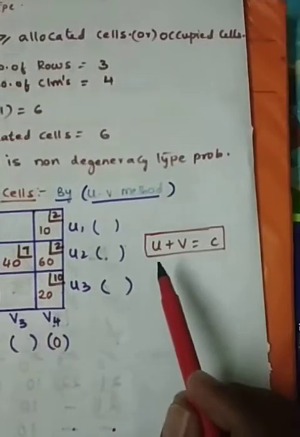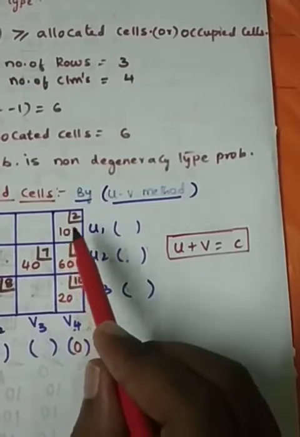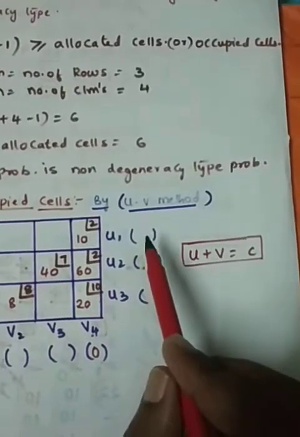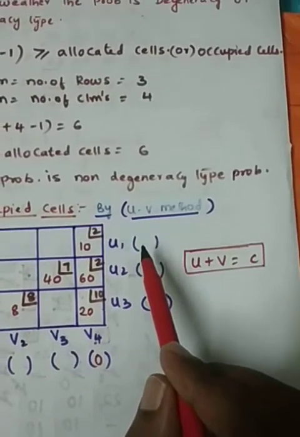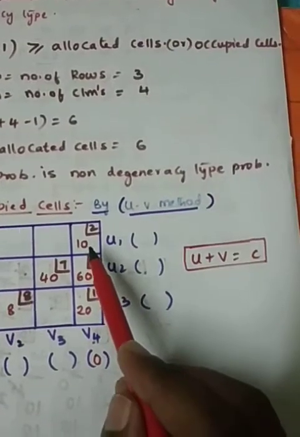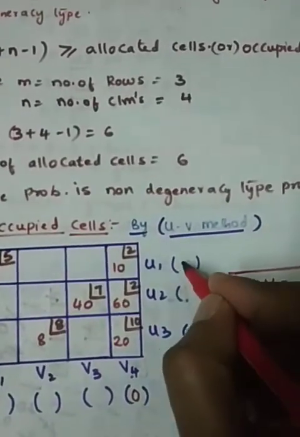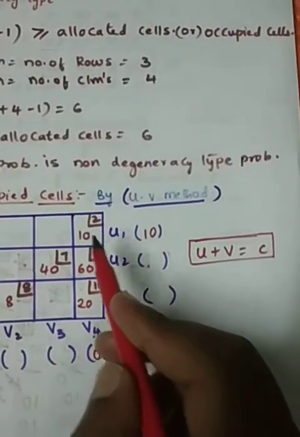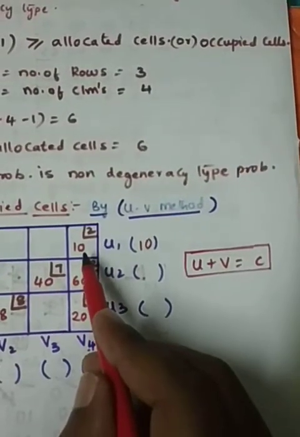Now there is a formula which is U plus V is equal to C. So this is U and this is V, and C is nothing but this cell value, or cost value as we call it. Now let us find out. Something plus V, or something plus 0, should become 10. So what is that something value? I write it as 10 here, because 10 plus 0 will become 10. So U value is 10, V value is 0, 10 plus 0 equals 10.